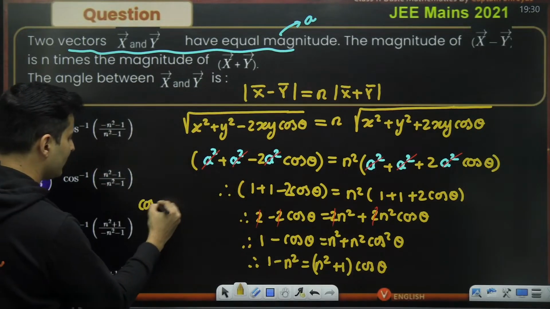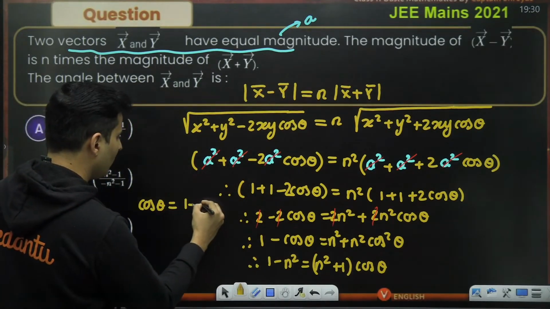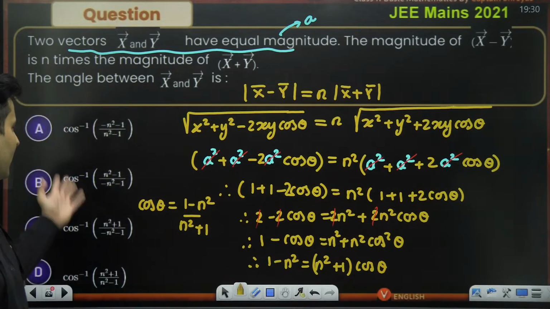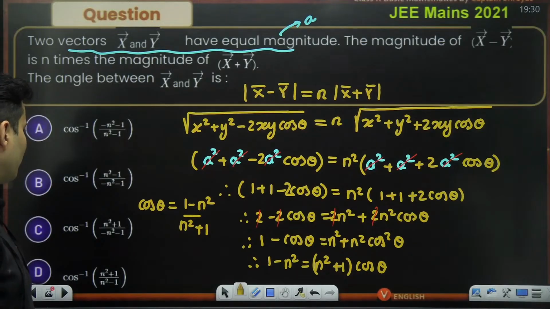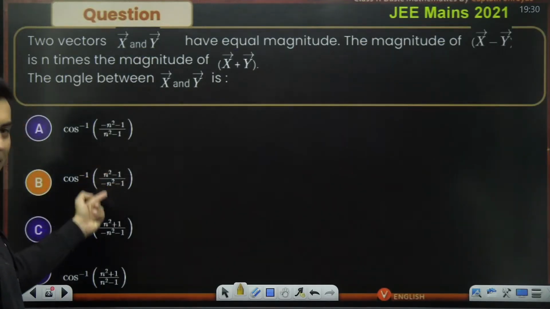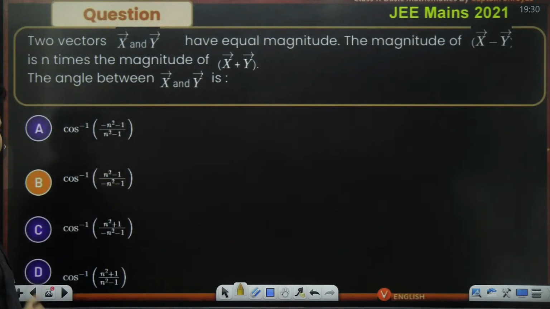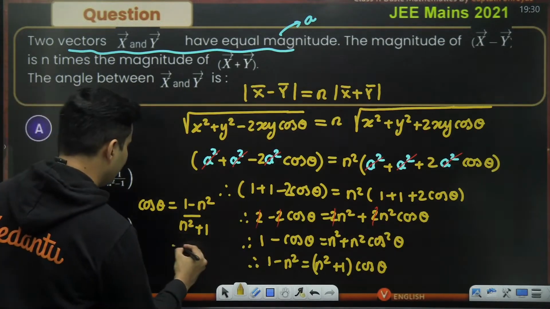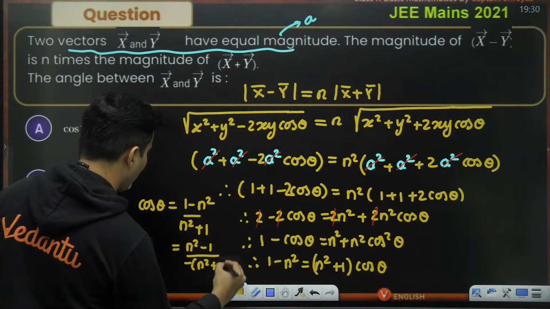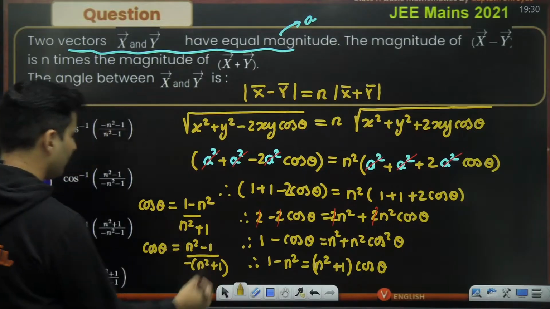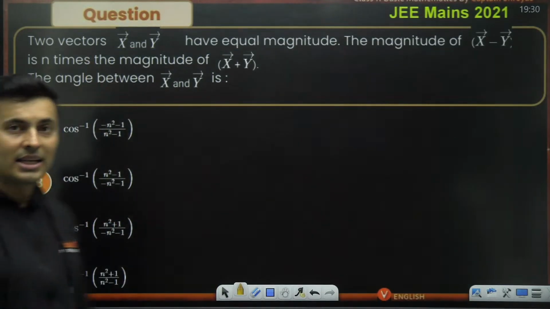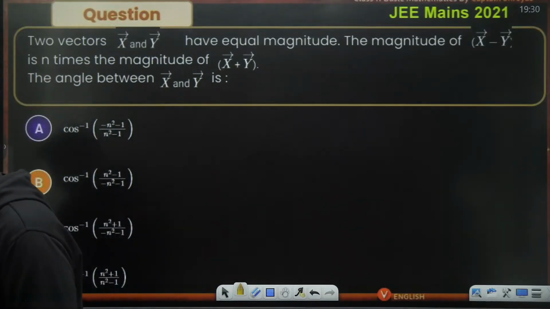So what is cos theta going to be? It will be 1 minus n square by n square plus 1, which is basically your this particular answer. You can take that minus sign on the top. You can just write this as n square minus 1, then that minus sign will come over here. It's one and the same thing. Is that clear? So that is option B, which was your JEE Mains 2021 question.